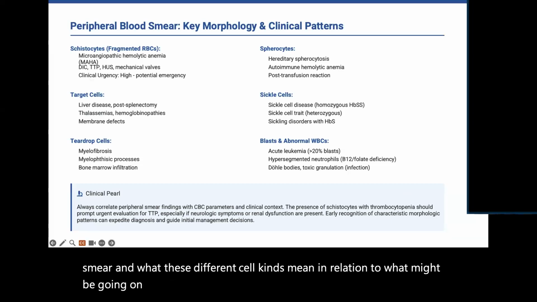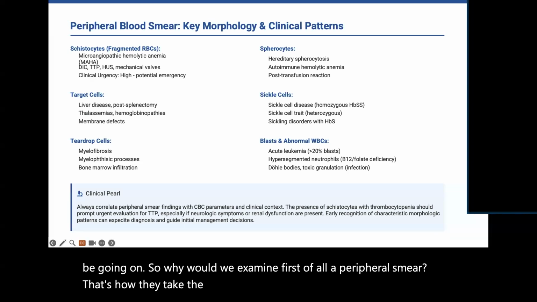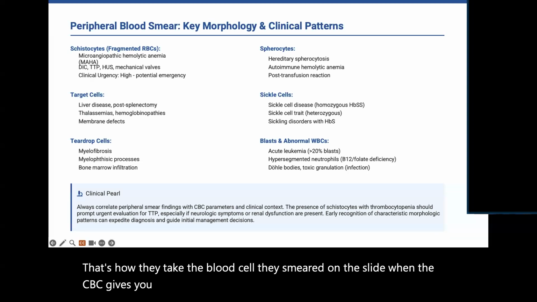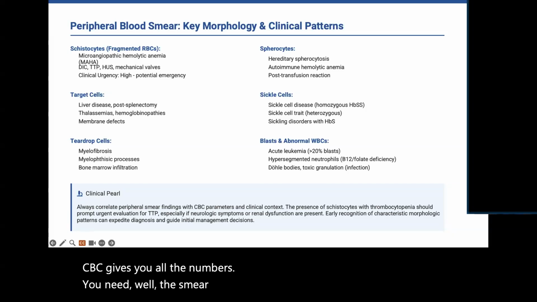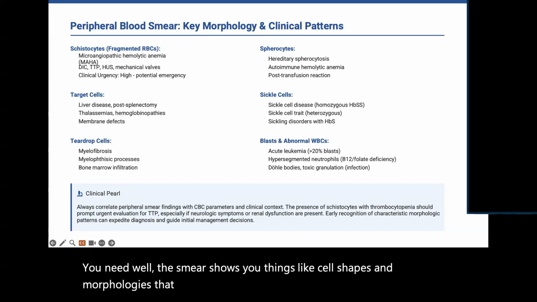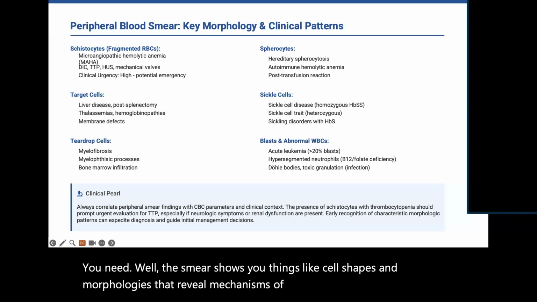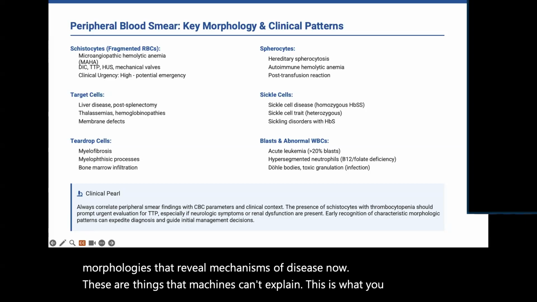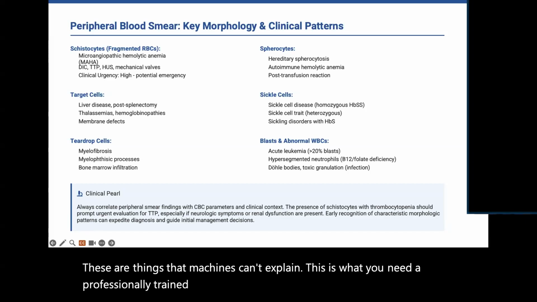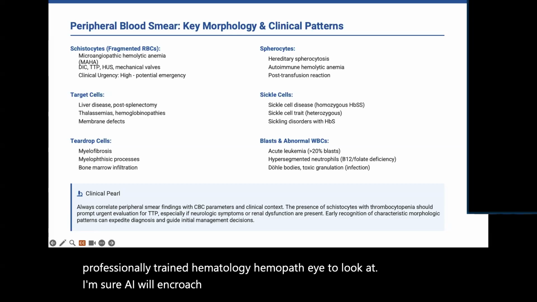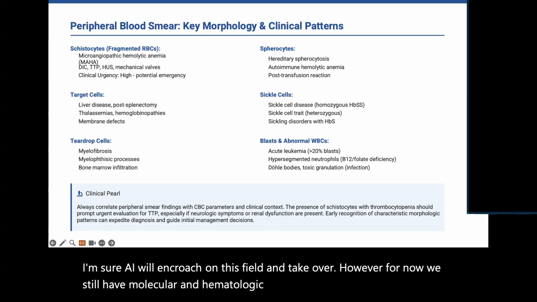So why would we examine, first of all, a peripheral smear? That's when they take the blood and smear it on a slide. The CBC gives you all the numbers you need. Well, the smear shows you things like cell shapes and morphologies that reveal mechanisms of disease. Now, these are things that machines can't explain. This is what you need a professionally trained hematology, hemopathology eye to look at. I'm sure AI will encroach on this field and take over. However, for now, we still have molecular and hematologic pathologists looking at these slides.